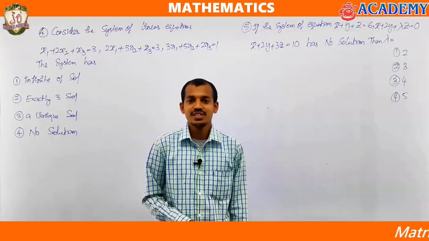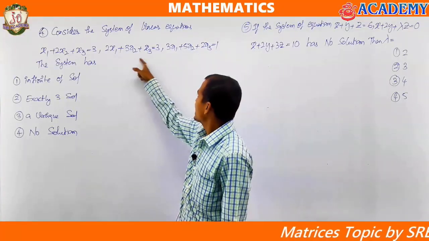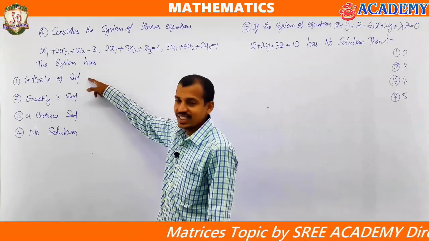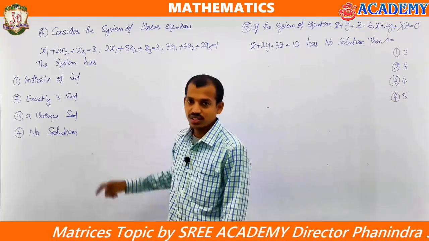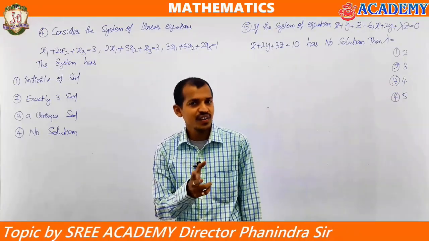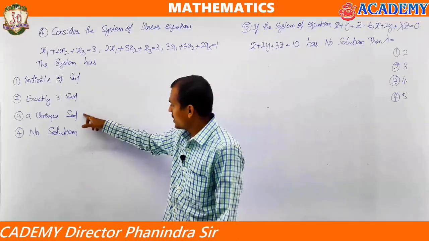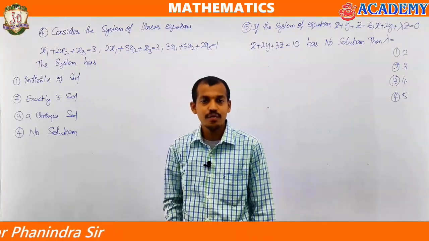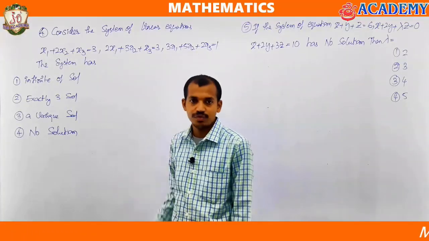Let's see this question. He has given 3 equations and is asking whether the system has infinite solutions, exactly 3 solutions, a unique solution, or no solution. Observe the options here. When will you get a unique solution? See, if you write the coefficient matrix for these equations and the coefficient matrix determinant is not equal to 0, you will get a unique solution.